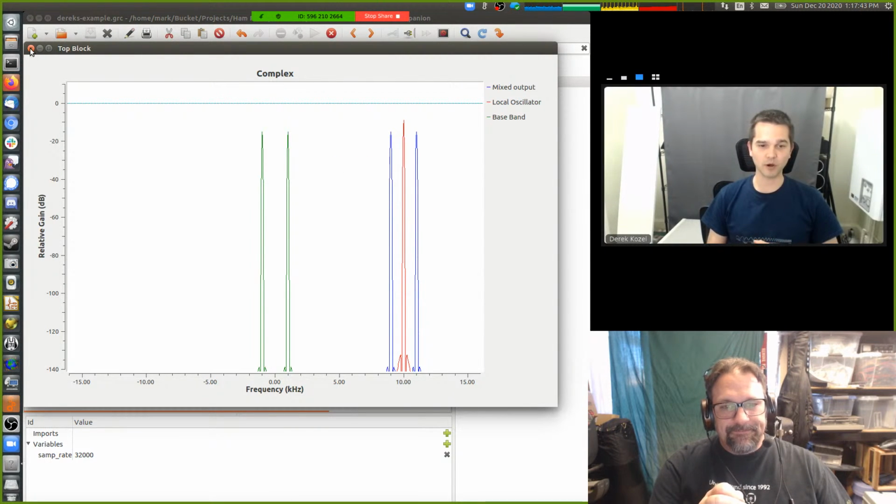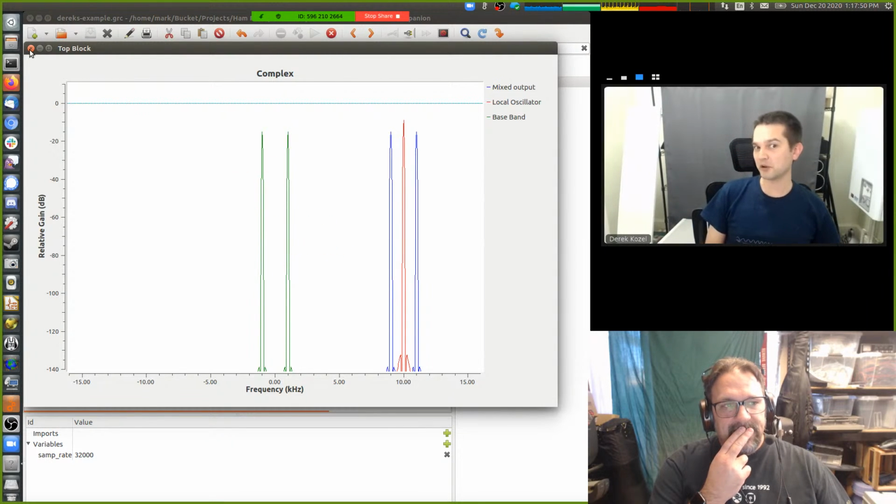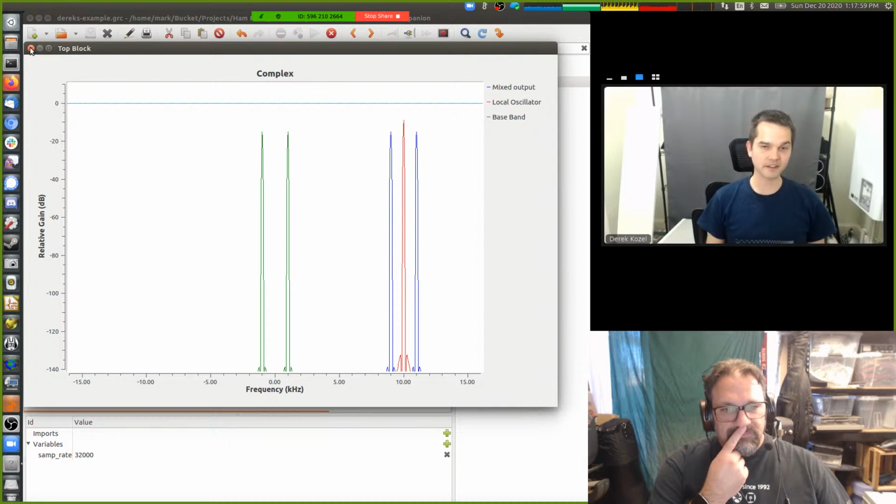So okay. Let's try and get rid of one of these sidebands. One of these 2 sidebands? We're going to get rid of one of the 2 green sidebands. Okay. And we'll see what the effect is on the blue signal, on the mixed output.